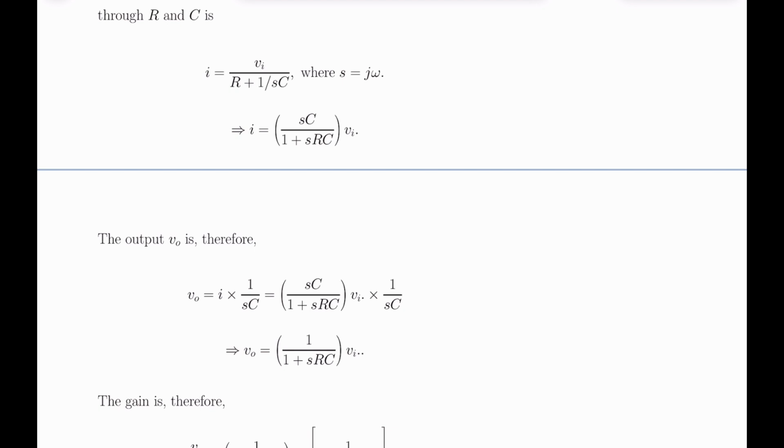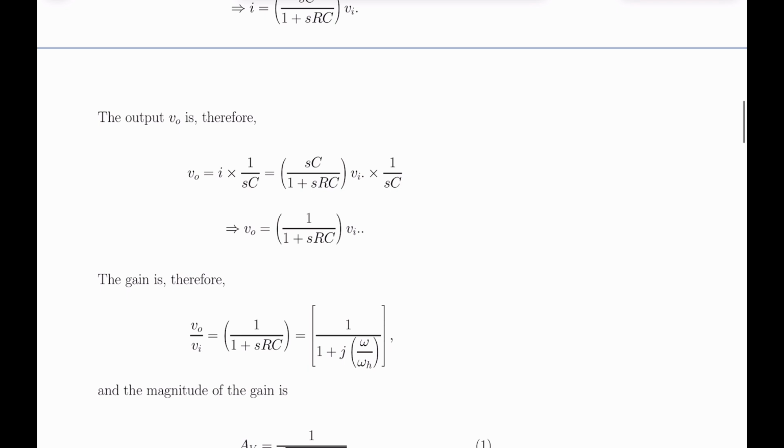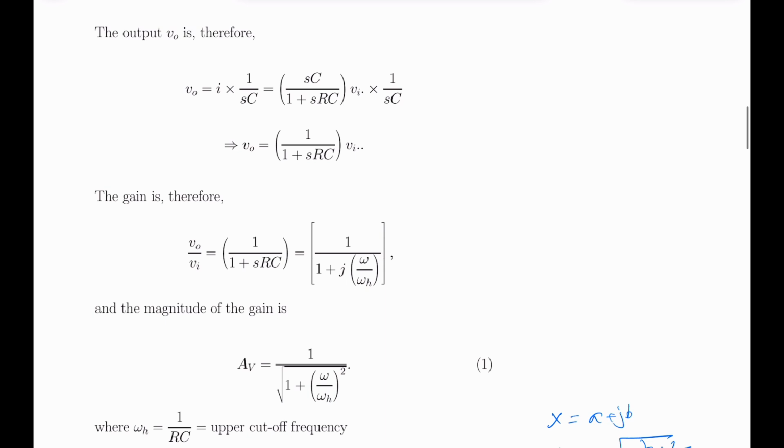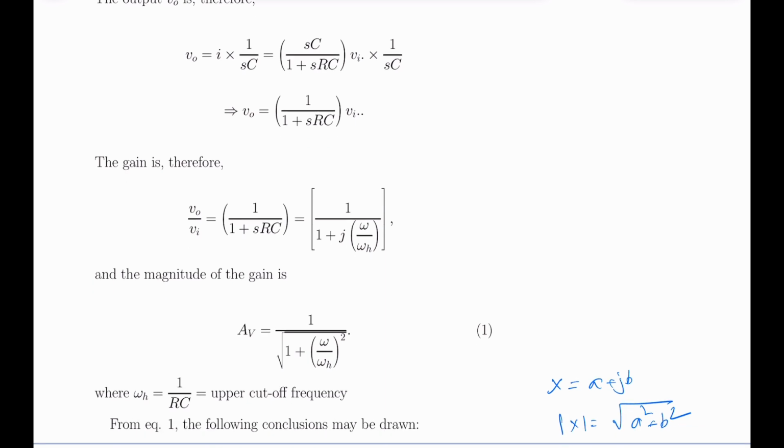Output across the capacitor is then current into impedance of the capacitor. So this is V naught equal to I into 1 upon Sc. So this is Sc upon 1 plus SRC into Vi into 1 upon Sc. So this is equal to 1 upon 1 plus SRC into Vi. The gain is the ratio of output by input. So the gain V naught upon Vi is 1 upon 1 plus SRC, and this is equal to 1 upon 1 plus j omega upon omega h. And the magnitude of the gain is AV equal to 1 upon root over 1 plus omega upon omega h whole square.